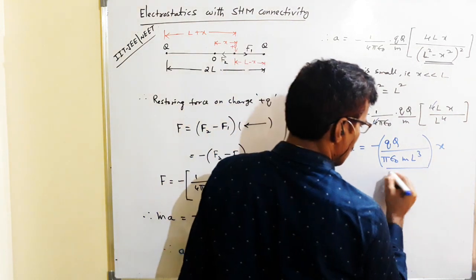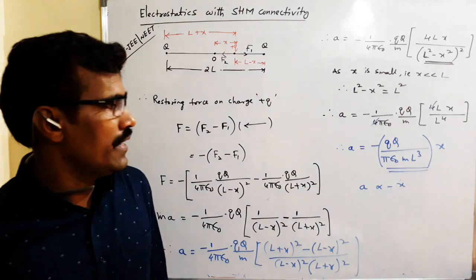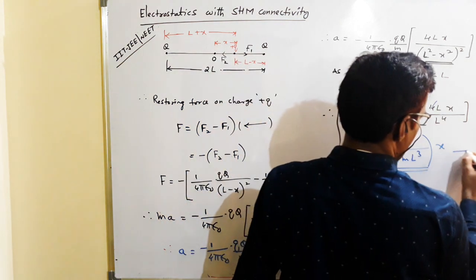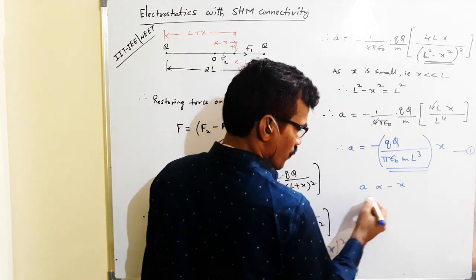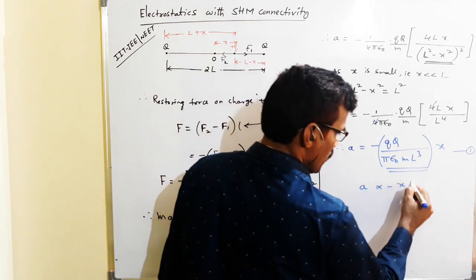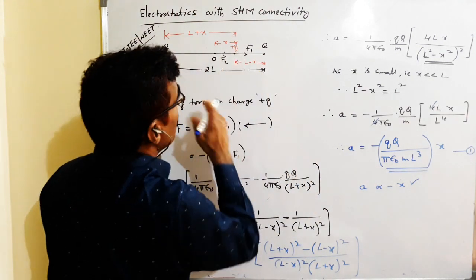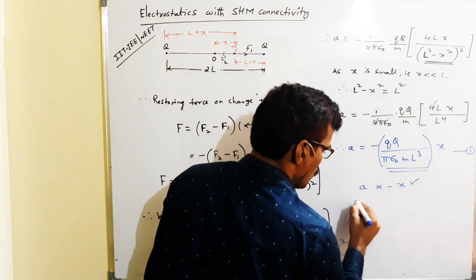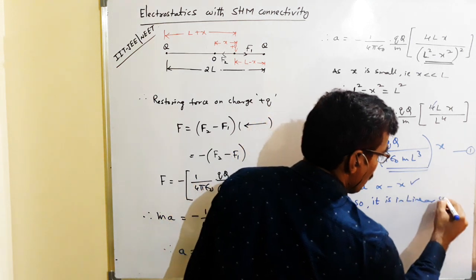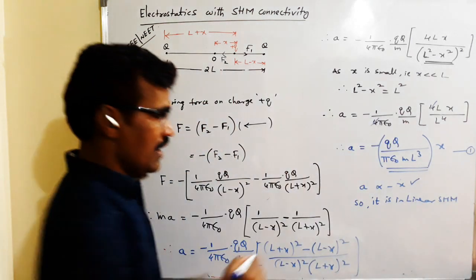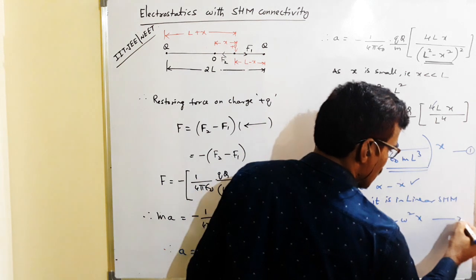So this is the constant term. So A is directly proportional to minus x. This is equation 1. What happened here? A is directly proportional to minus x means the charged particle plus q is executing SHM. If it is so, it is in linear SHM. The acceleration of that particle is minus omega square x. This is equation 2.